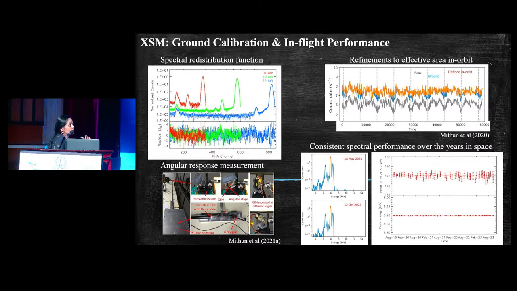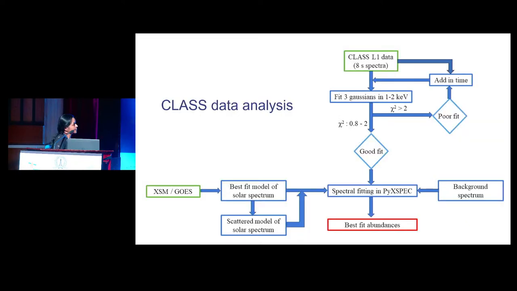Consistent spectral performance over the years, you can see that from 2020 to 2023, the spectral quality is maintained. The angular response of the measurement has also been done on the ground, because this is very important for XSM, because effective area changes with the collimator response. And hence, all this put together, both CLASS and XSM have a very good handle on the response matrices, and hence, our confidence in the spectral measurements is quite high.